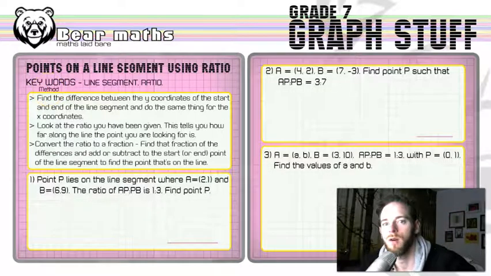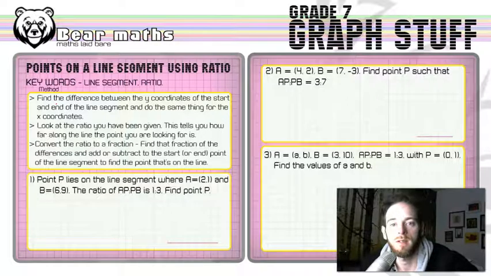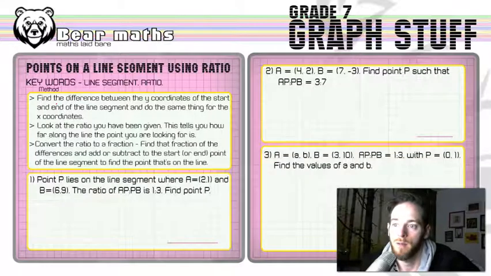This video is on points on a line segment using ratio. And the keywords I've got for you are line segment and ratio. So a line segment is part of a line that's been drawn on a graph between two given coordinates. And a ratio is a way of splitting something up. So you'll be splitting up the line segment into a total number of pieces.